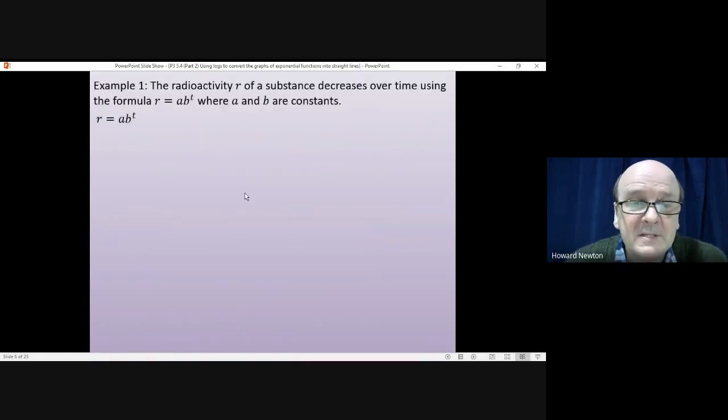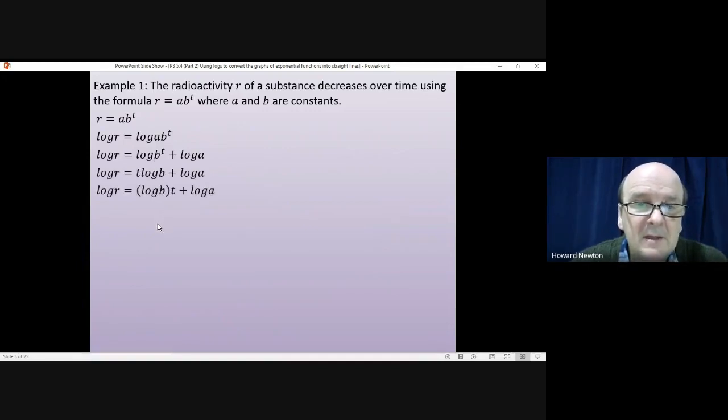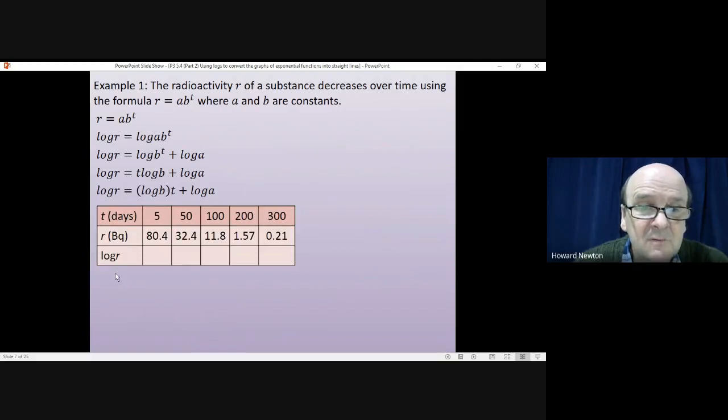So that's the equation we've been given, R equals AB to the power of T, exactly as we did before. Take the log of both sides, split this up using the rule for multiplication, split this up using the rule for powers, and then you get the standard form for a straight line. Now, we've been given values of T and R. The values of T we will be using, but we need to calculate values of log R. So you'll need to add an extra row to the table and then calculate the values of log R.